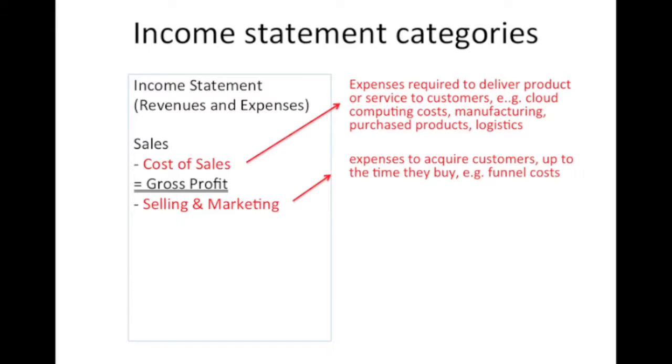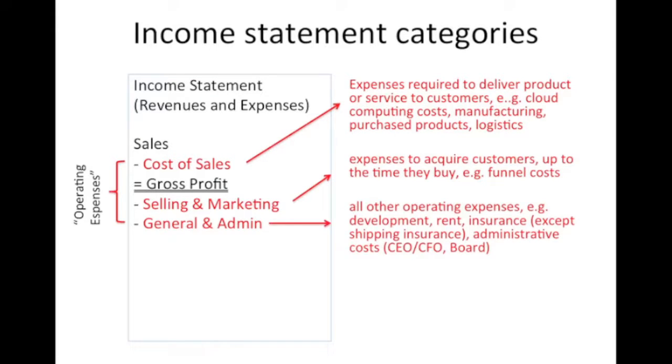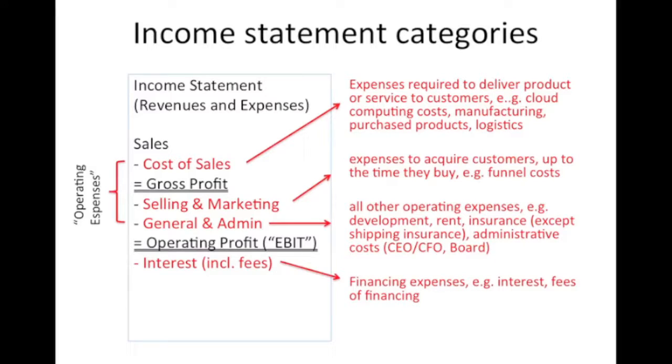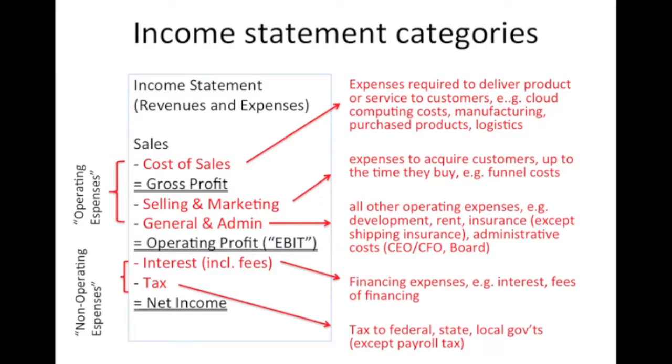The third and final category of operating expenses is general and administrative expense, which includes development costs, which can be significant for a technology business and which is sometimes broken out separately from general and administrative expense, and all other operating costs like rent, insurance, administration, including the cost of your CEO and CFO, but probably not your chief marketing officer or your sales officer. Principal costs included in non-operating expenses are interest, which includes other financing charges such as fees, and tax.